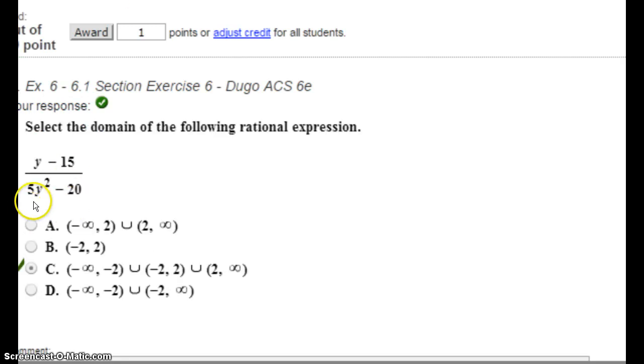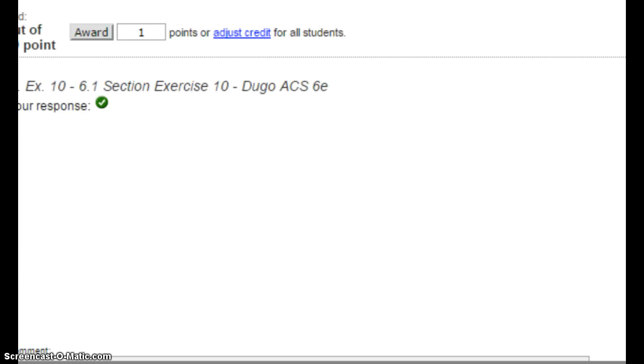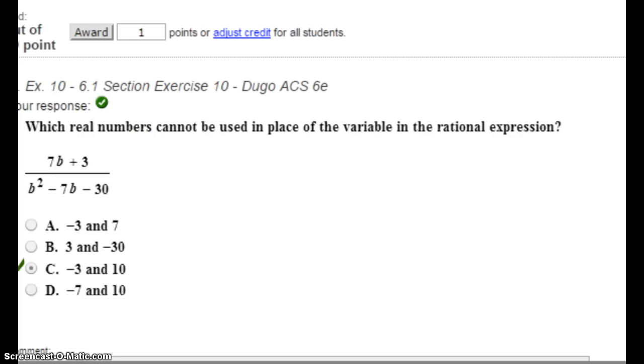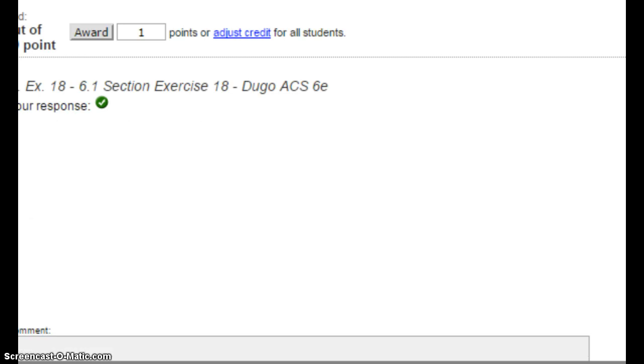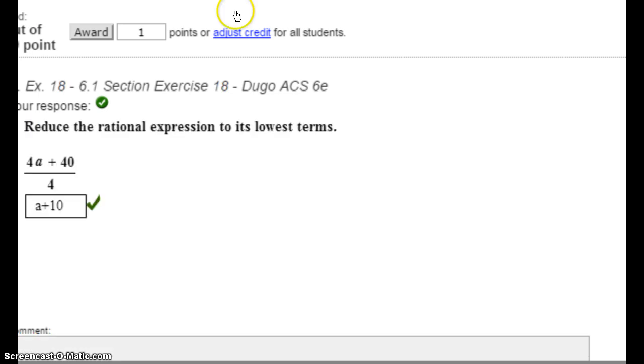And this one's going to be very similar. You solve and you're going to see that negative 2 and positive 2 need to be left out. And this is asking the same question just in a different way. The domain is everything except negative 3 and 10. Those numbers cannot be used. That's why they're not in the domain. And I think that's all the ones over domain.